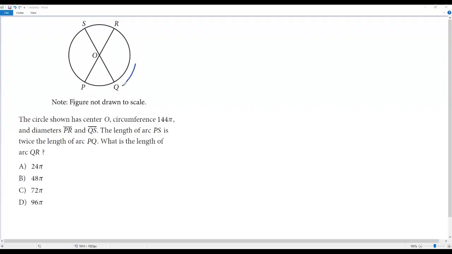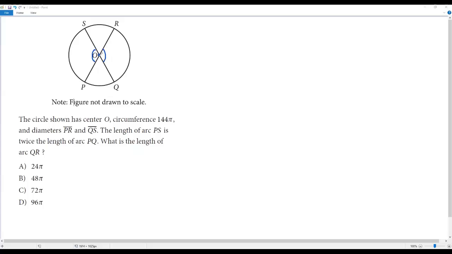So we have to find the length of this arc QR. The question says PR and QS, both of them are diameters, and they intersect at the center O. So what about the two angle measures over here? These two angles are vertically opposite angles. Whenever two lines intersect at a point, the two angle measures opposite to each other are called vertically opposite angles, and they must be congruent. That means these two angles must be equal in measure.